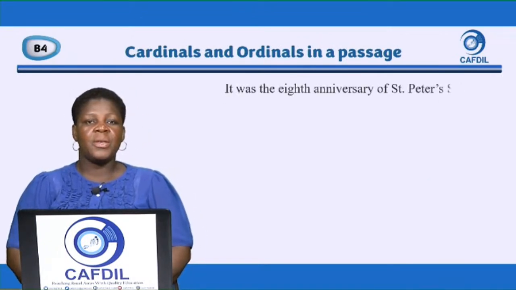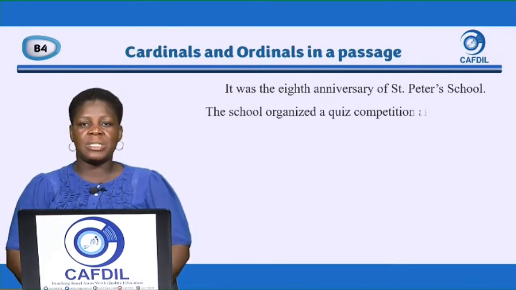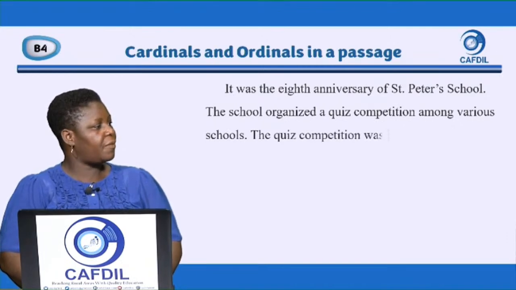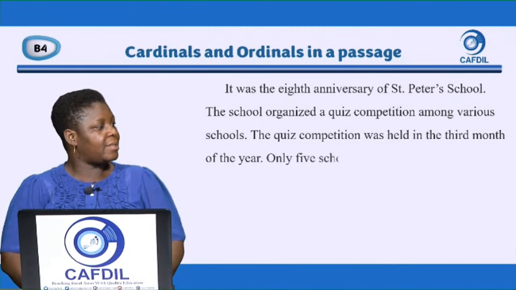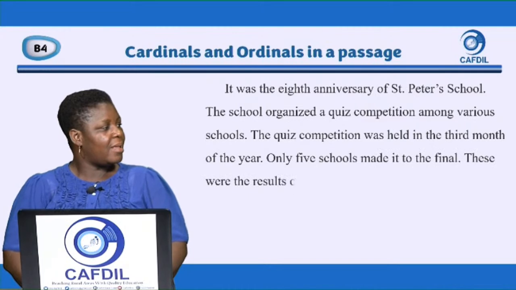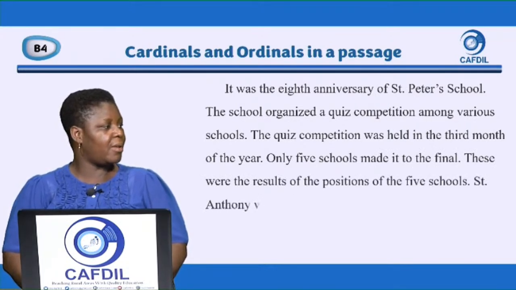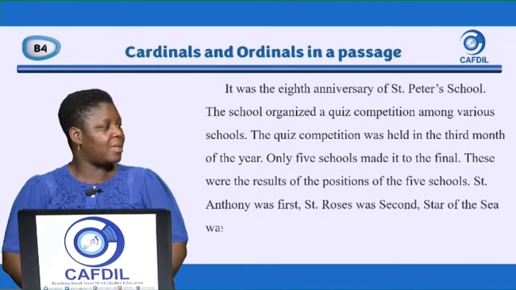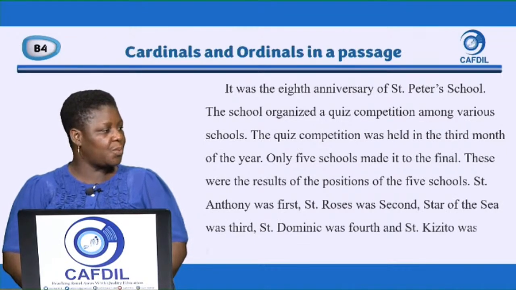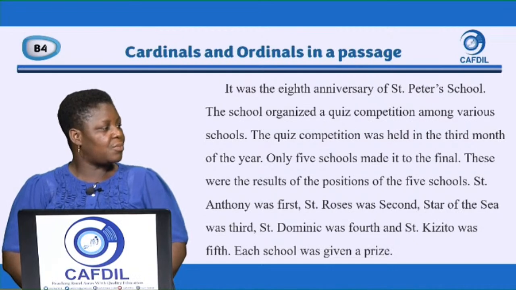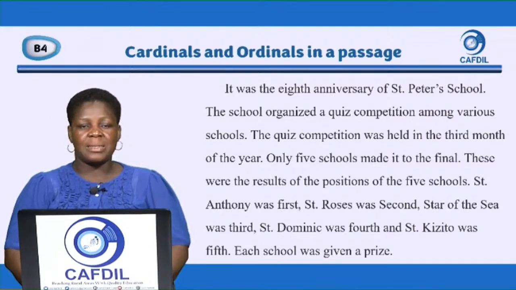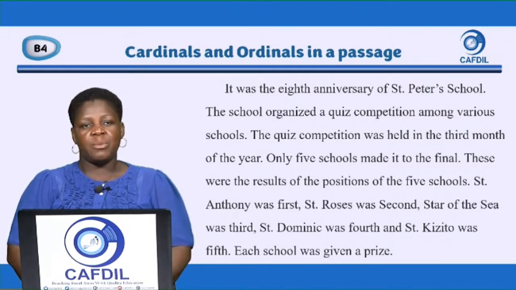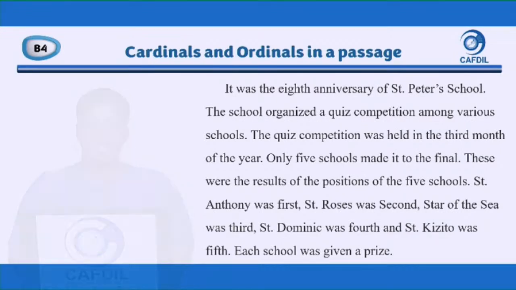Now this is a passage. Let's read and identify Cardinals and Ordinals. It was the 8th anniversary of St. Peter's School. The school organized a quiz competition among various schools. The quiz competition was held in the 3rd month of the year. Only 5 schools made it to the final. These were the results of the positions of the 5 schools. St. Anthony was first, St. Rose's was 2nd, Star of the Sea was 3rd, St. Dominic was 4th, and St. Kizito was 5th. Each school was given a prize. I'm giving you 2 minutes. Take your time, go through the passage, and let's identify Cardinals and Ordinals in this passage.